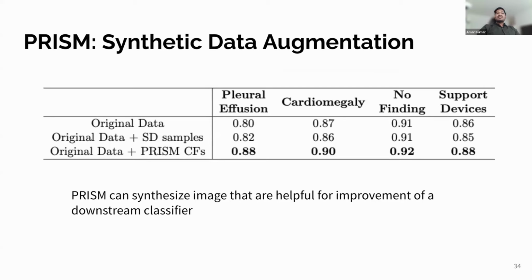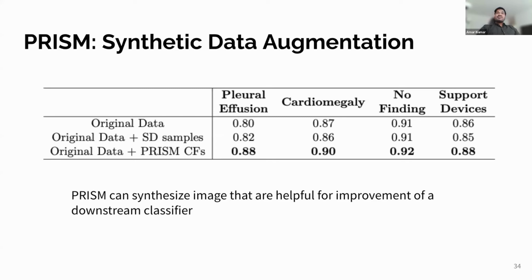used, is this area of synthetic data generation. The synthetic samples generated from Prism can actually help improve the performance of classifiers. As you can see, the original data, which is the real data that we have, you can see performance on different diseases. I'm just showing 4 of those diseases. These are accuracies reported for pleural effusion, cardiomegaly, no finding, which is essentially healthy subjects, and support devices.